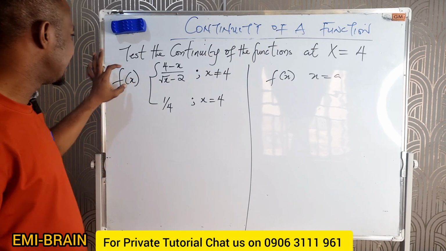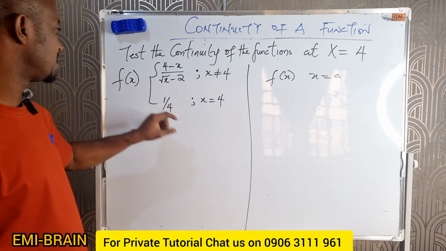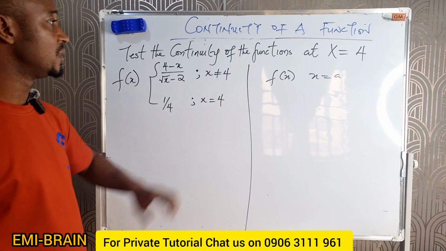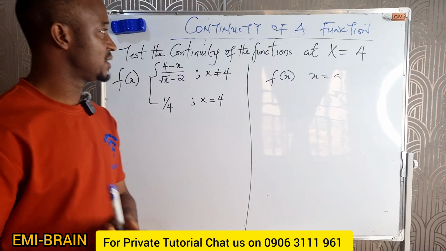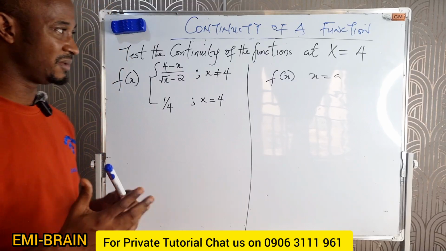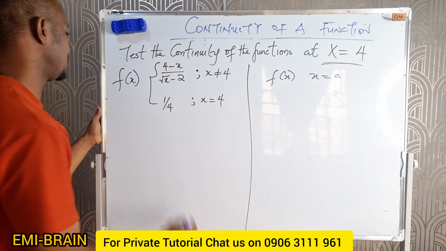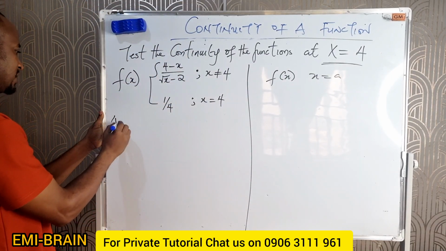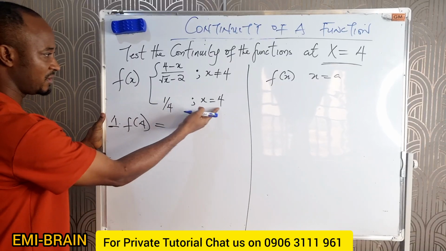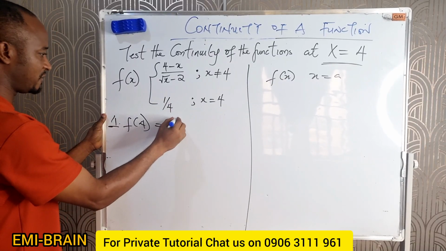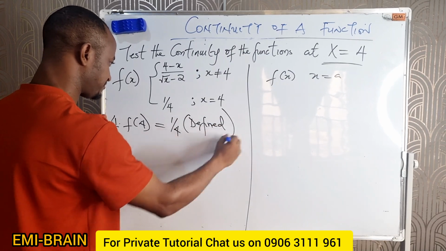Then we are told that the second function is 1 over 4, at x equals 4. So we are asked to test for the continuity of the function. The first is to define f of 4. We are testing at x equals 4, so we have to define it. Number 1, f of 4. We are told that f of 4 is given as 1 over 4. This is defined.